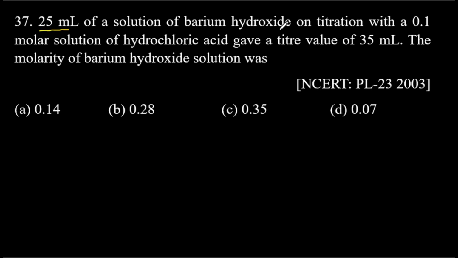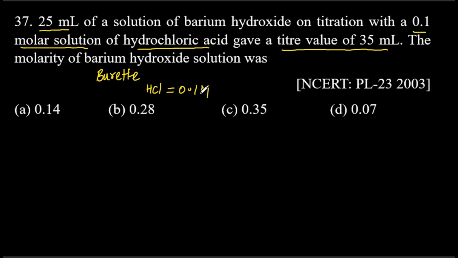25 ml of a solution of barium hydroxide on titration with a 0.1 molar solution of hydrochloric acid gave a titer value of 35 ml. So in acid-base titration, the substance with known concentration is taken in the burette. Here the substance with known concentration is hydrochloric acid, HCl, and for that the concentration is given as 0.1 molar. So it is given in molarity. Usually titrations are carried out by seeing the concentration in normality. So you have to convert this molarity.